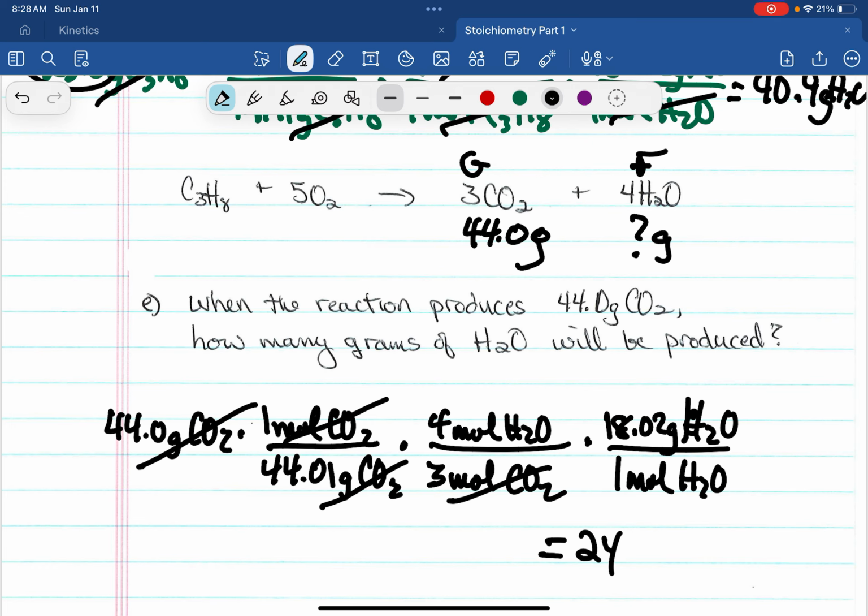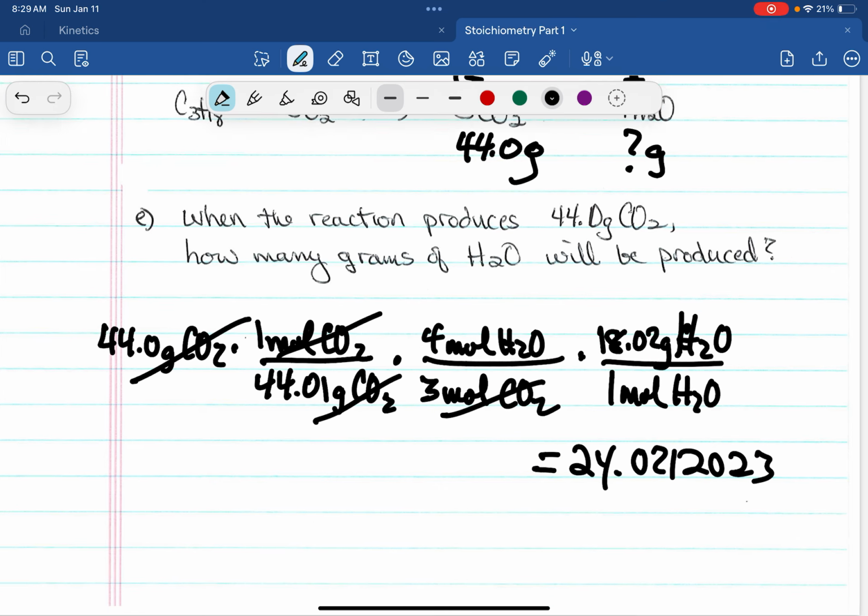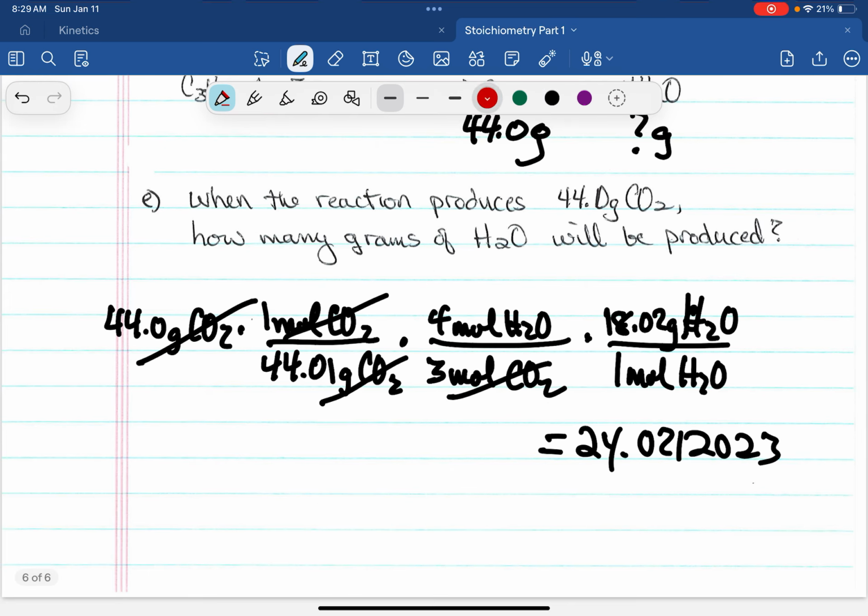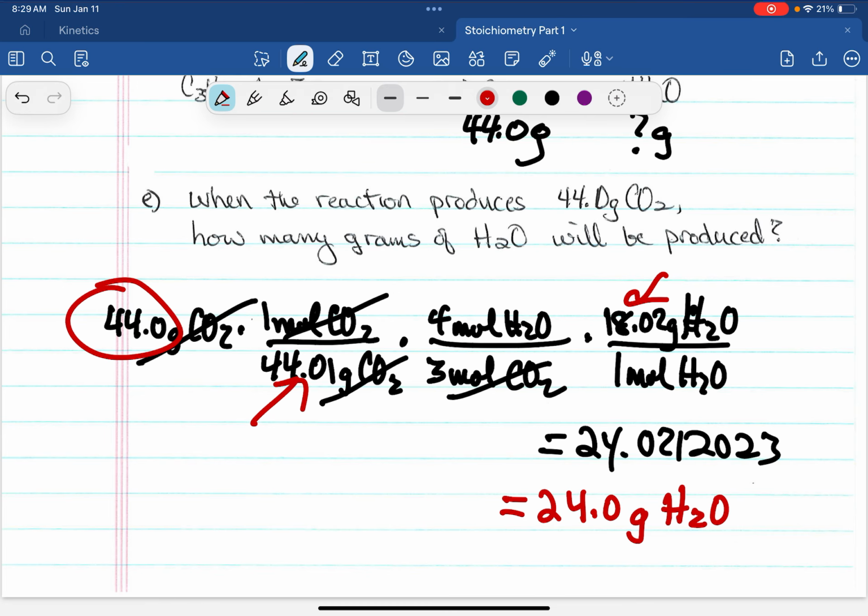I got 24.0212023. If I round that to 3 sig figs, because we started with 3 and everything else was bigger than 3, so 24.0 grams H2O.